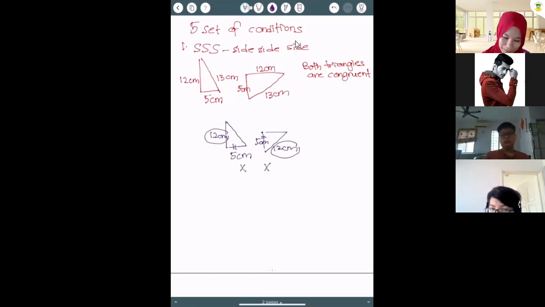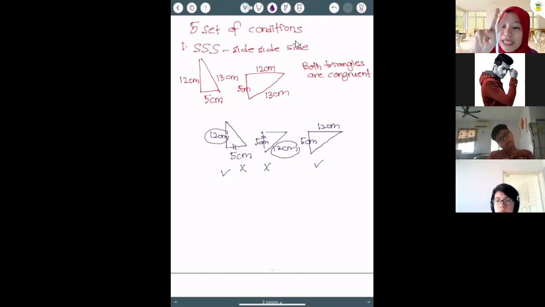Did you notice? Or you don't notice? Maybe if I draw this, can you say that these two are congruent? You still cannot say these two are congruent. You know why? Because you only have two readings. You need to have three side lengths the same, then only you can tell that they are congruent. Did you get me? The condition is all three sides should be the same. If only two sides are the same, you cannot tell they are congruent.